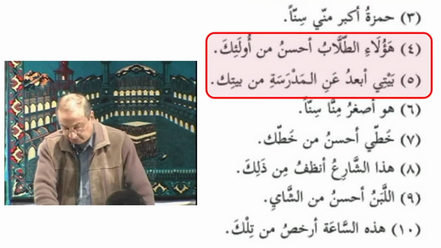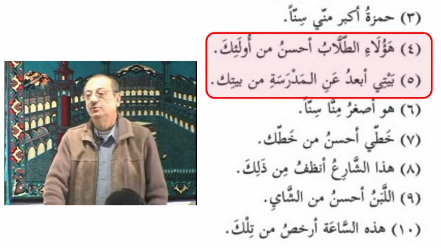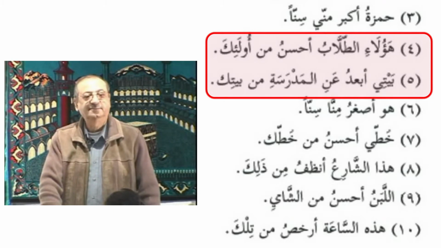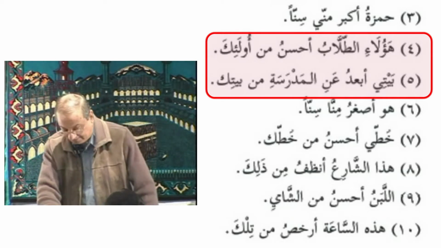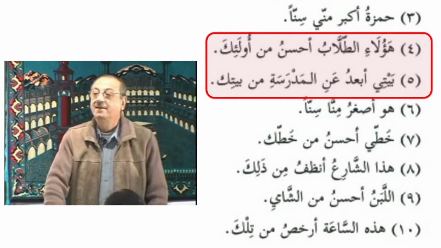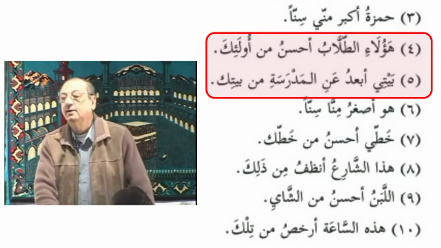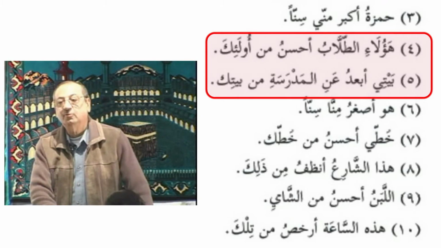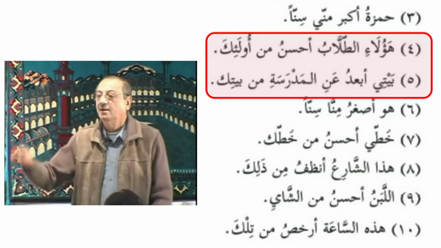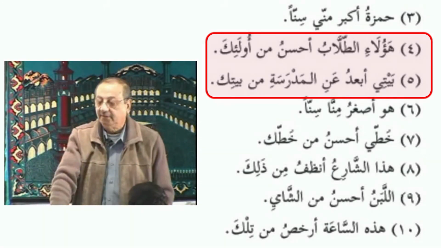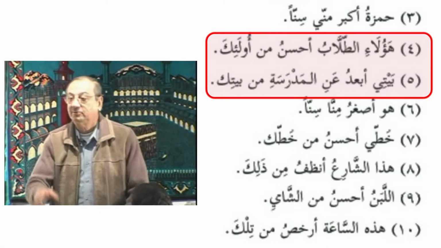Number 4, brothers and sisters. Ha'ulai tullabu. Ha'ulai is the mubtada, tullabu. Where is the khabar? Ahsanu. They are better than those. What is min ula'ika? Jar majrur. Then these students are better than those.